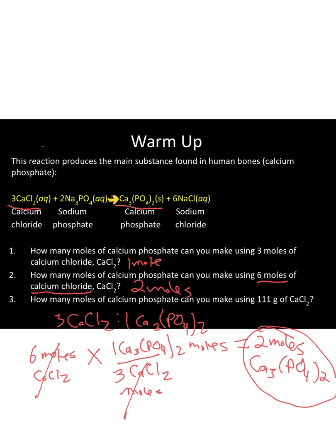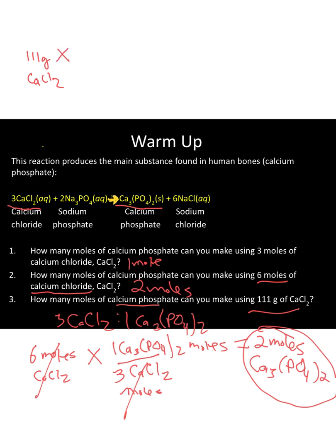The last thing that we're looking for is how many moles of calcium phosphate can you make using 111 grams of calcium chloride. So we're given a mass this time instead of the mole. To do this part, I will start once again with my given. I'm going to do this one up here. So 111 grams of calcium chloride. Set up the dimensional analysis. And this time, since I'm trying to get to calcium phosphate, which once again is a different substance, and we're dealing with grams to begin with, I'm going to have to first convert into moles of calcium chloride.